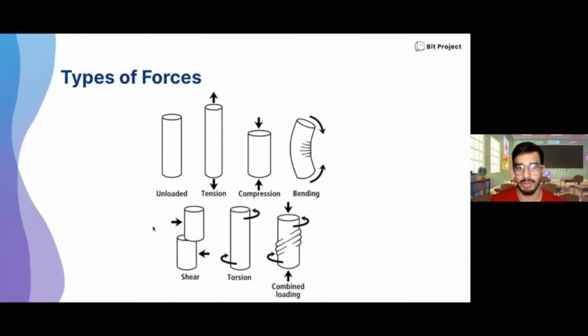So types of forces. The first image here is unloaded, meaning there's no force being applied to this cylinder or structure. And we have tension, which is a pulling action, compression, bending, shearing, torsion, and then combined loading. So that's multiple forces at once.